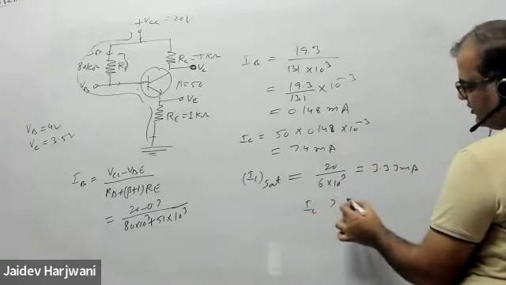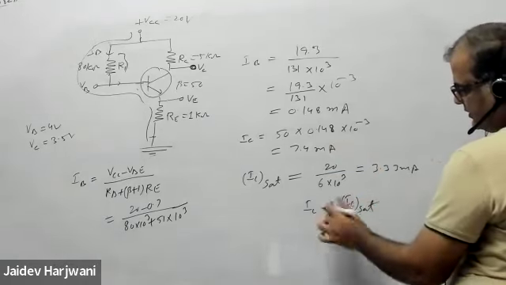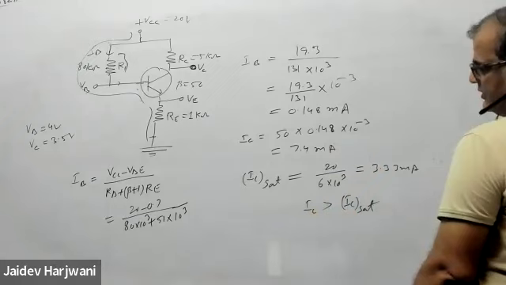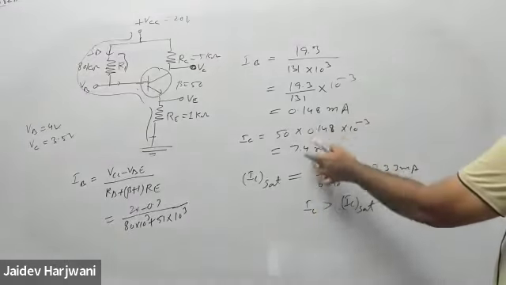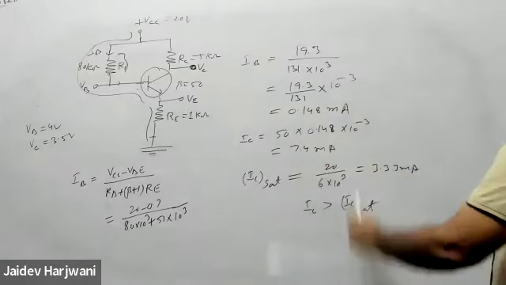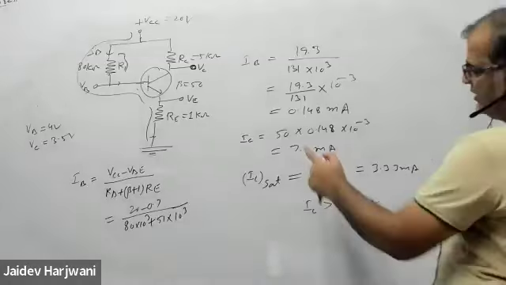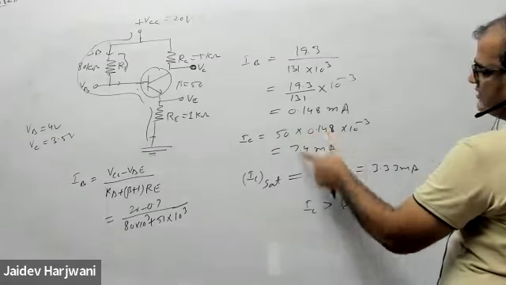Greater than IC saturation. Oh, that is an interesting question. If this calculation is correct, please tell me whether this calculation is correct or not. If this becomes 100, then what will it be? 7.4, correct.